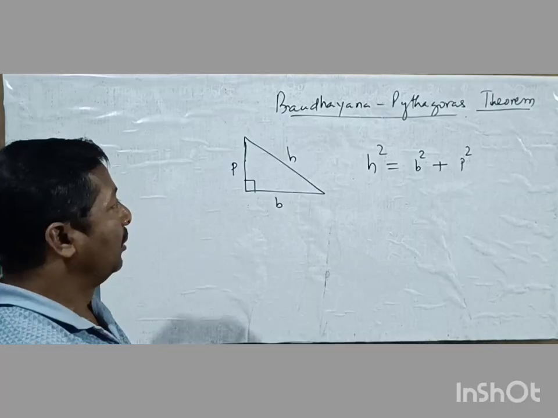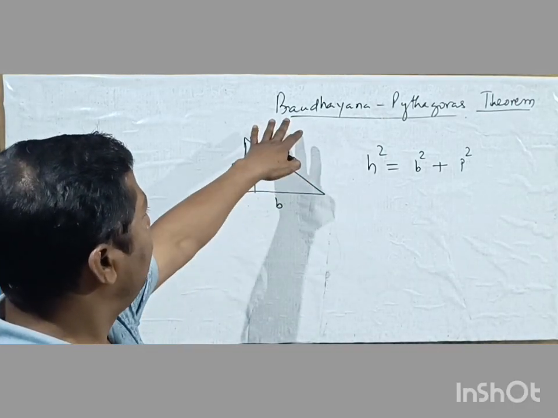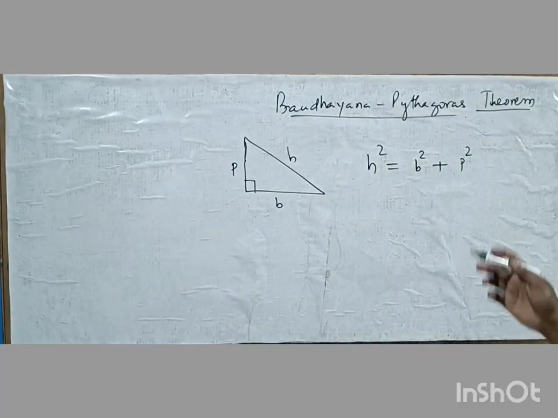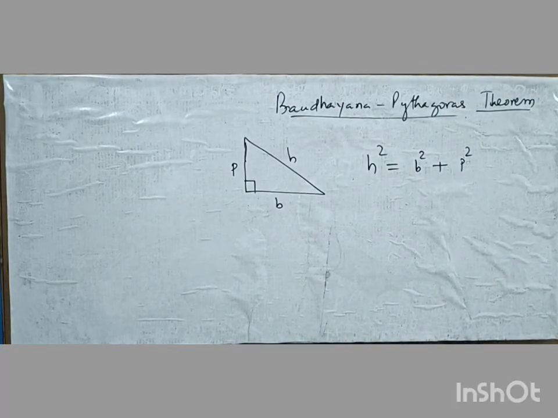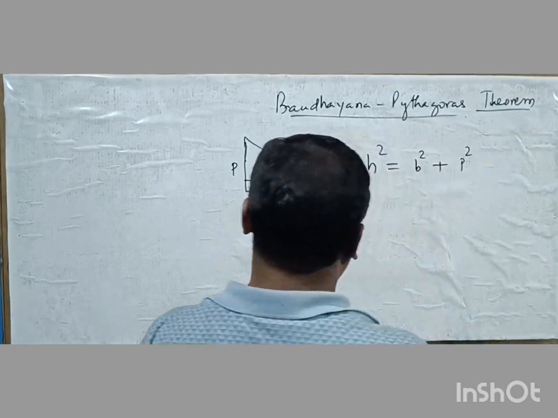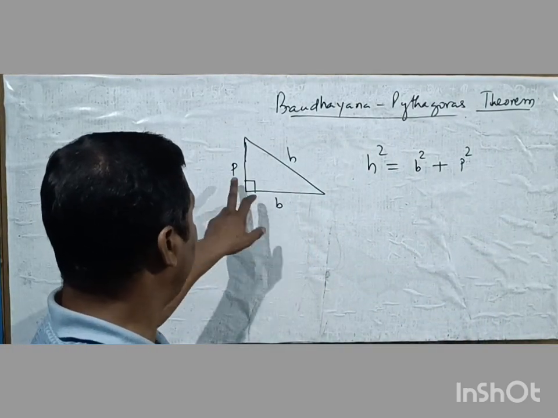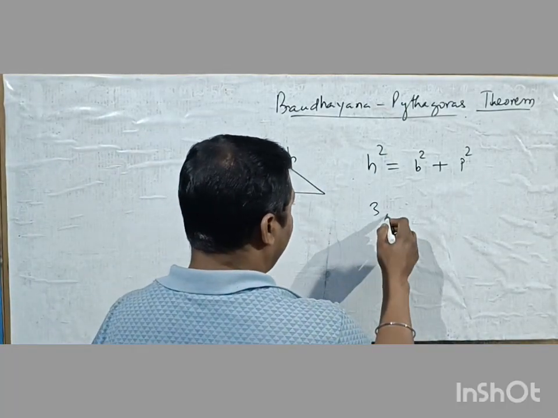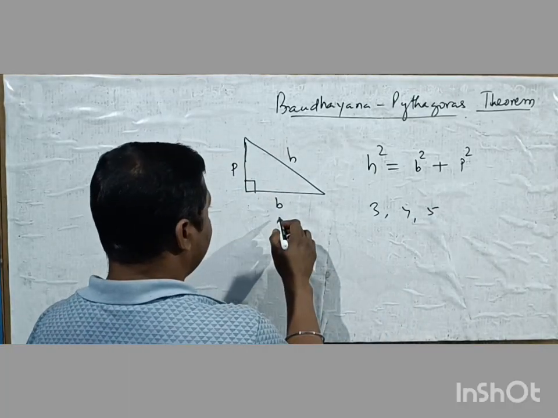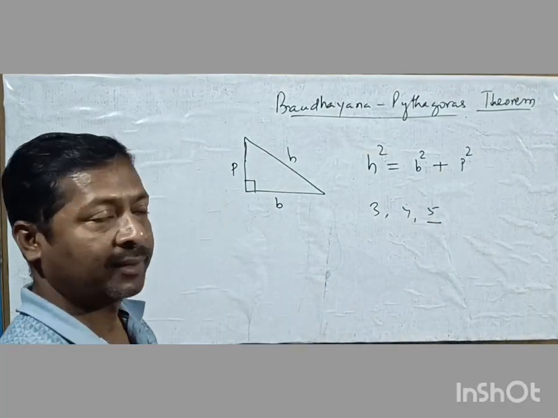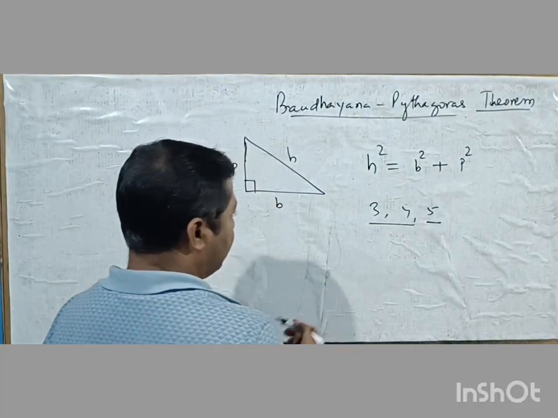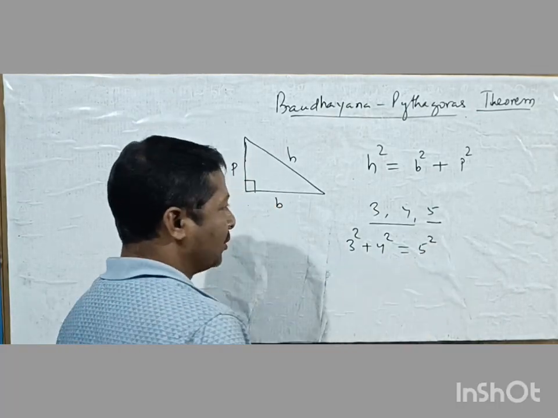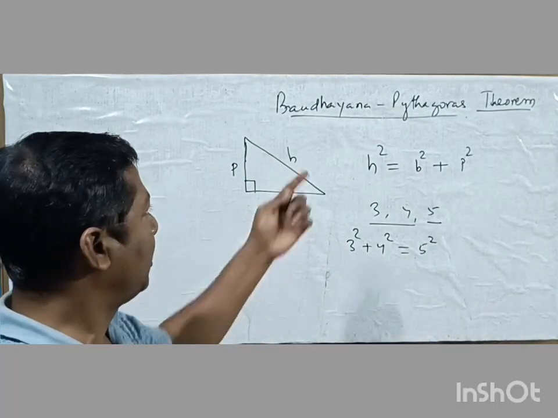Okay, so it is also called the Baudhayana theorem. This is the Baudhayana-Pythagoras theorem. In a right angle triangle, the sum of the squares of base and perpendicular is equal to the square of the hypotenuse. For example, 3, 4, 5. The longest side is the hypotenuse, and the sum of the squares of the other two sides is equal to the square of the third side, or the longest side, that is the hypotenuse.